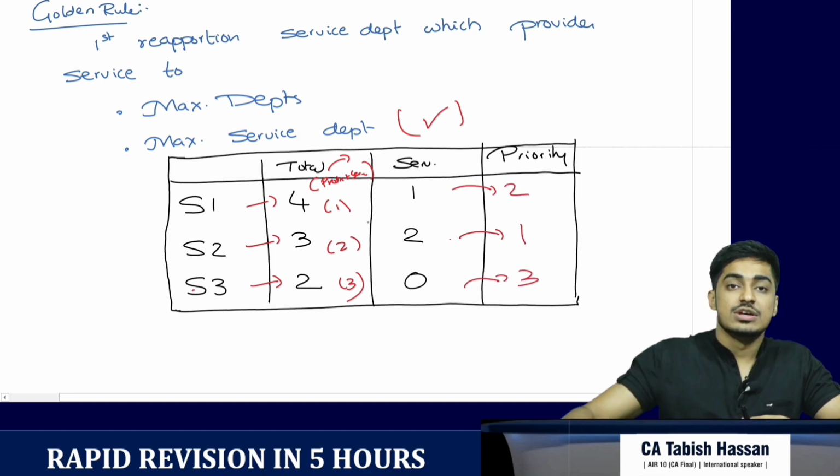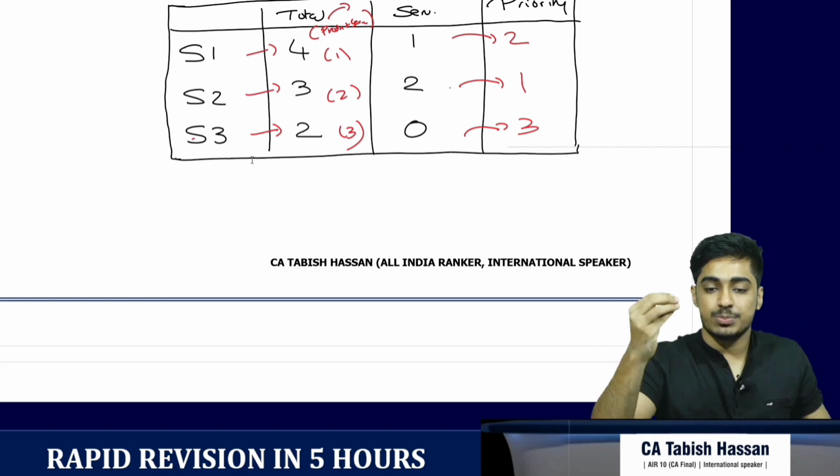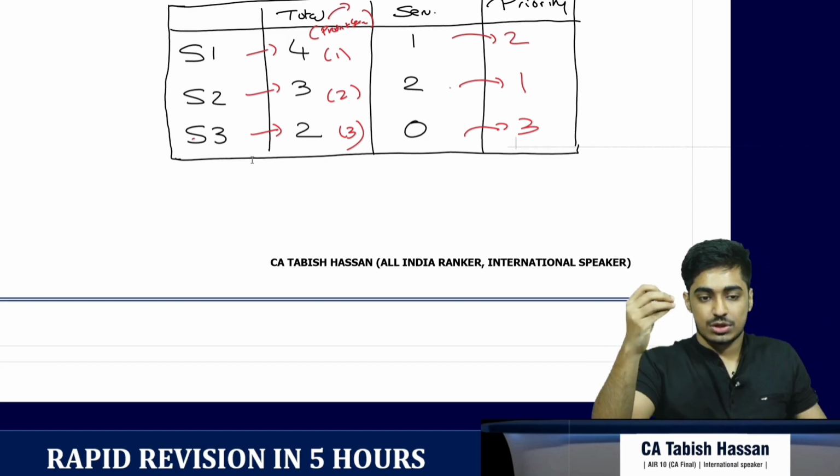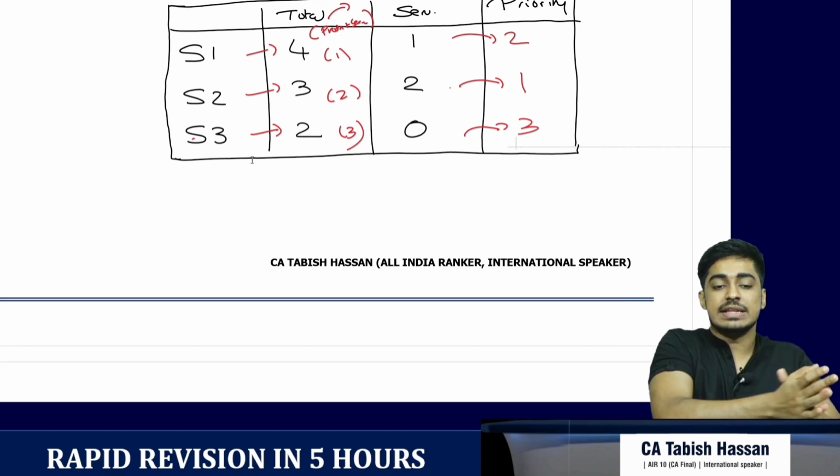So the priority should be, this should be first, this should be second, and this should be third. When we are reapportioning, we have the primary distribution, where allocation plus apportionment is done. Now we have to reapportion. Which department will we reapportion first? First we will reapportion S2 and make that nil. Then we will reapportion S1 and make that also nil. Then we will reapportion S3.